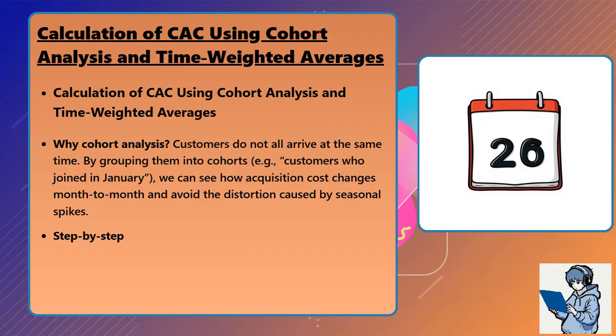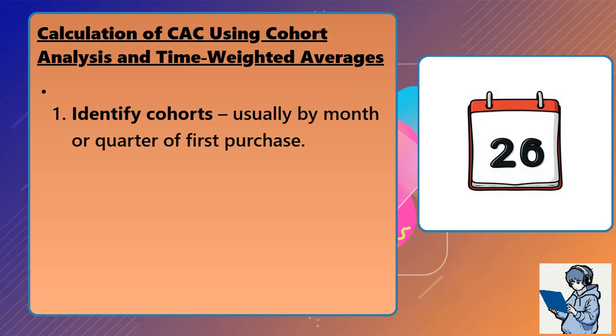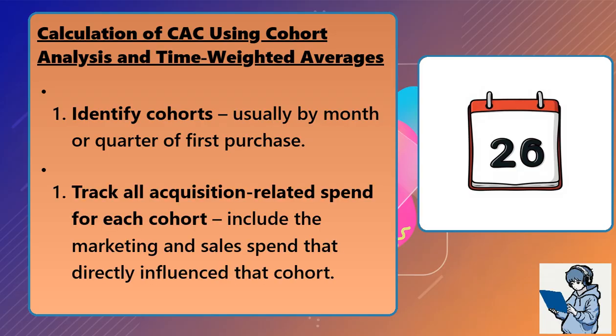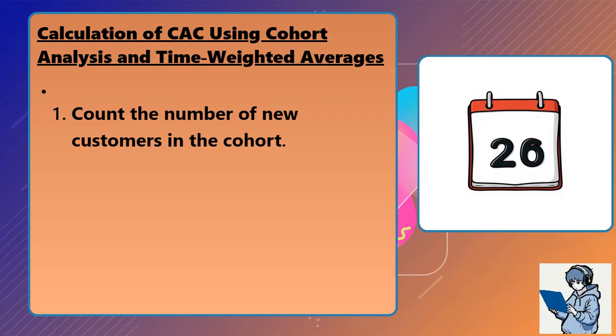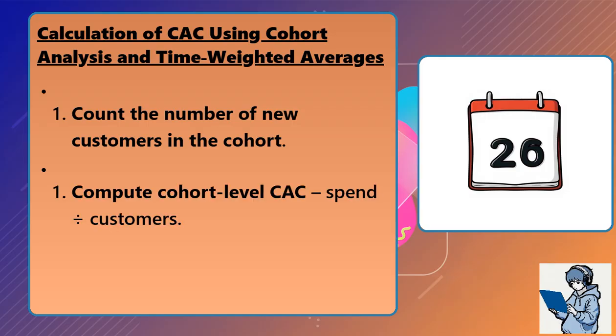Step by step. Step 1. Identify cohorts, usually by month or quarter of first purchase. Step 2. Track all acquisition-related spend for each cohort. Include the marketing and sales spend that directly influenced that cohort. Step 3. Count the number of new customers in the cohort. Step 4. Compute cohort-level CAC, spend divided by customers.